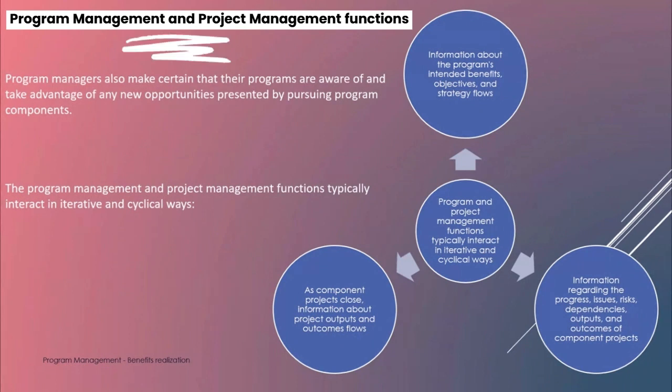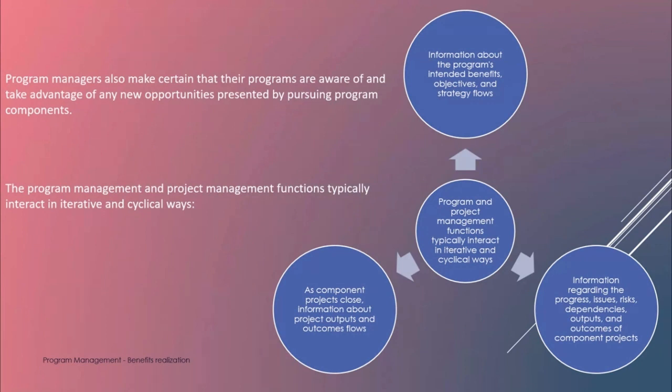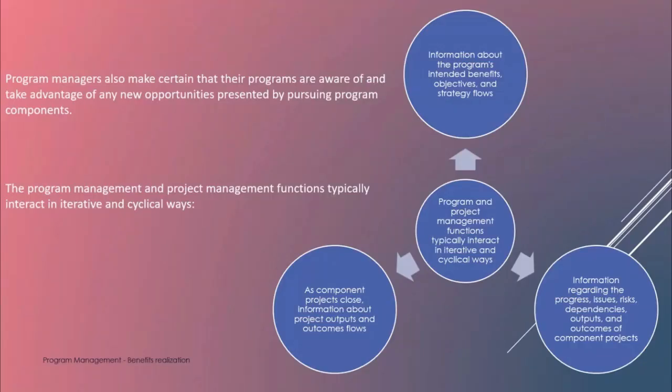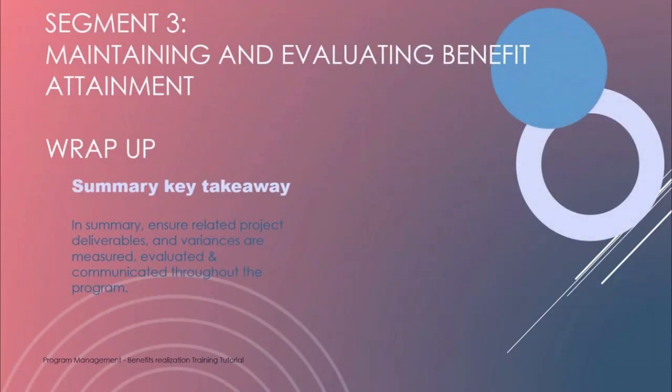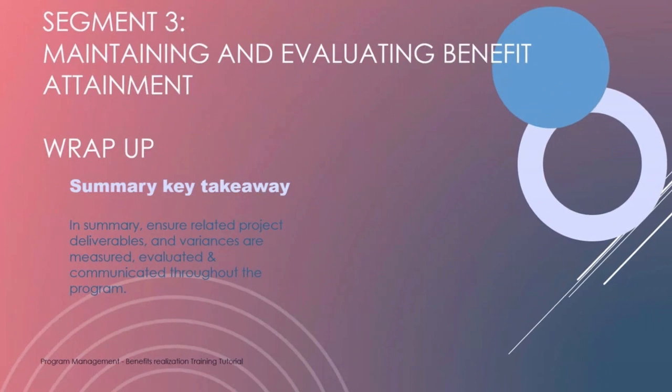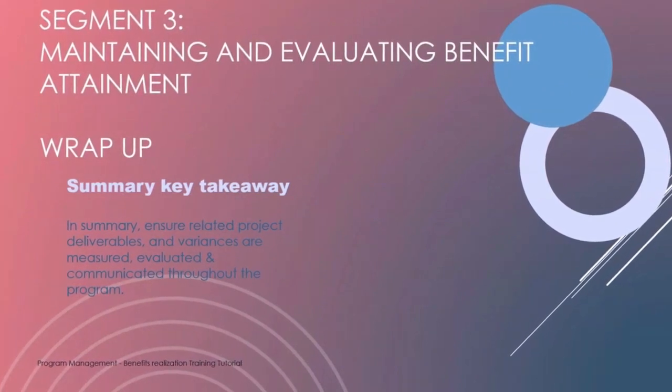The program and project management functions must collaborate closely because program and project managers need to constantly exchange information and align actions. Based on the requirements of the program and its other components, a program manager can influence a project manager's approach to managing component projects. In summary, program management is used by companies to carry out intricate projects that help the company's strategy.